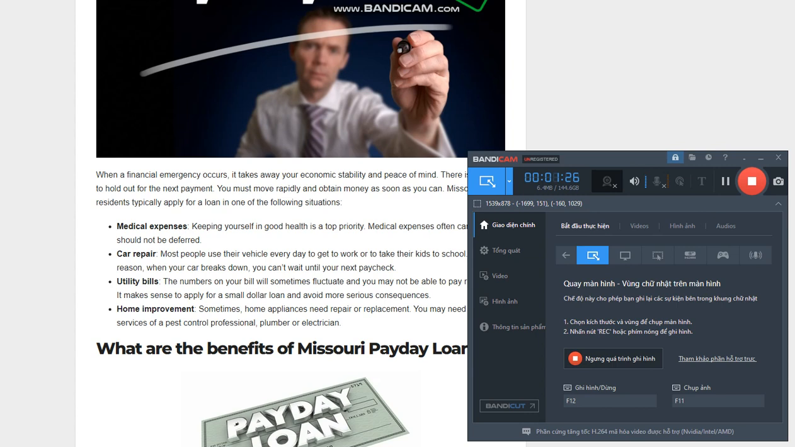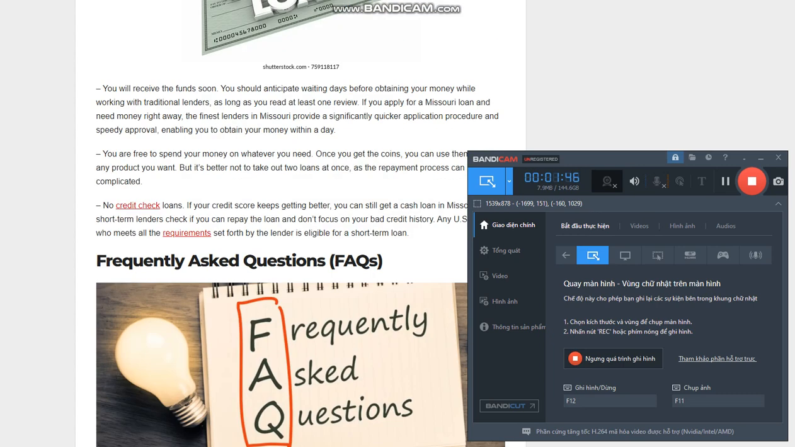Missouri residents typically apply for a loan in one of the following situations: medical expenses. Keeping yourself in good health is a top priority. Medical expenses often cannot and should not be deferred. Car repair. Most people use their vehicle every day to get to work or to take their kids to school. For that reason, when your car breaks down, you can't wait until your next paycheck. Utility bills. The numbers on your bill will sometimes fluctuate and you may not be able to pay right away. It makes sense to apply for a small-dollar loan and avoid more serious consequences.